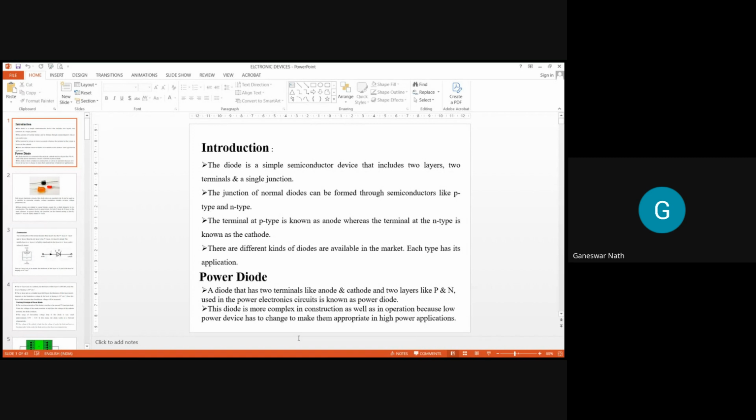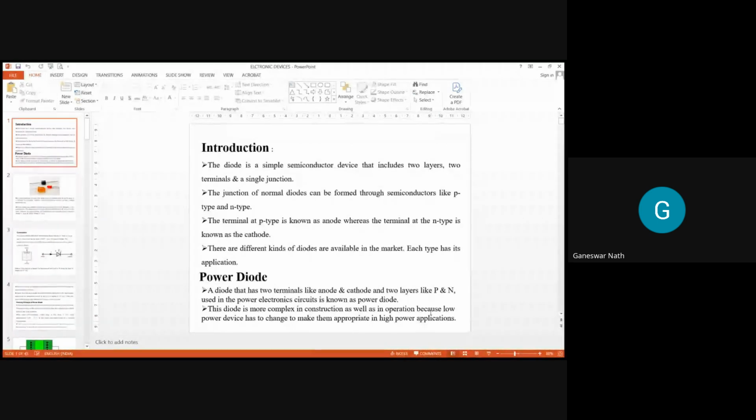One part is called P and the other is called N, and the two terminals are the anode and the cathode. This diode is more complex in construction as well as in operation, because making a PN junction diode is not simply putting a P-type semiconductor over an N-type semiconductor. Rather, you have to follow some mechanism and some processes to build up a PN junction.